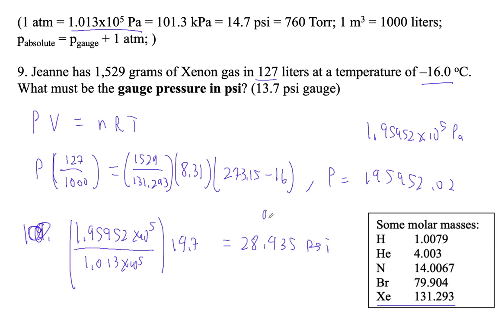And that's absolute, right? You always get absolute pressure from the ideal gas law. You must use it and you always get it. Okay, and then to get gauge pressure, we're going to subtract 14.7. And that's 13.735.